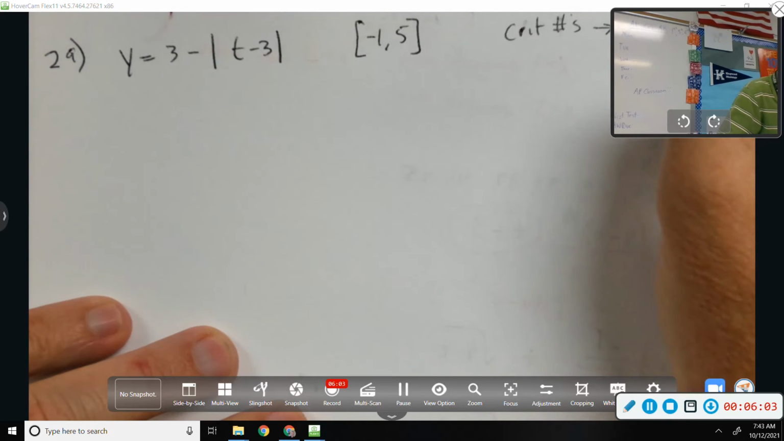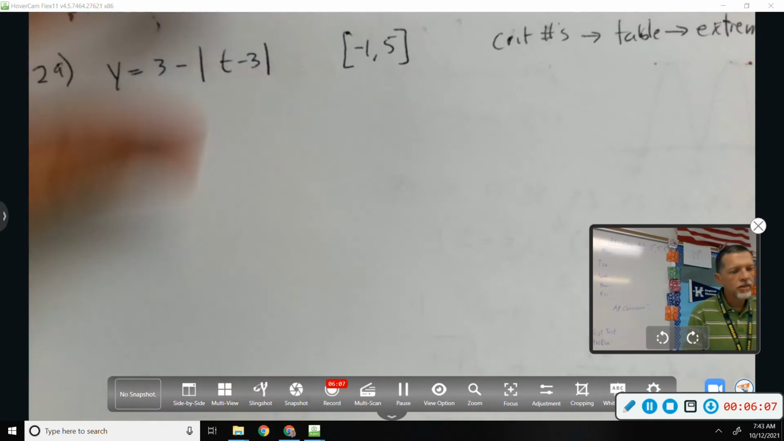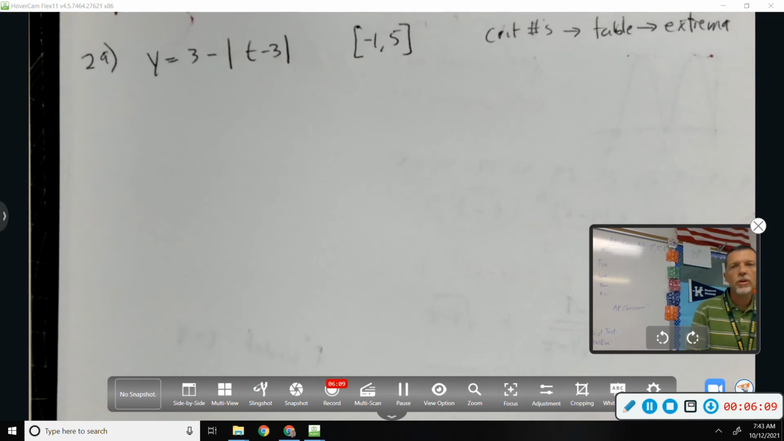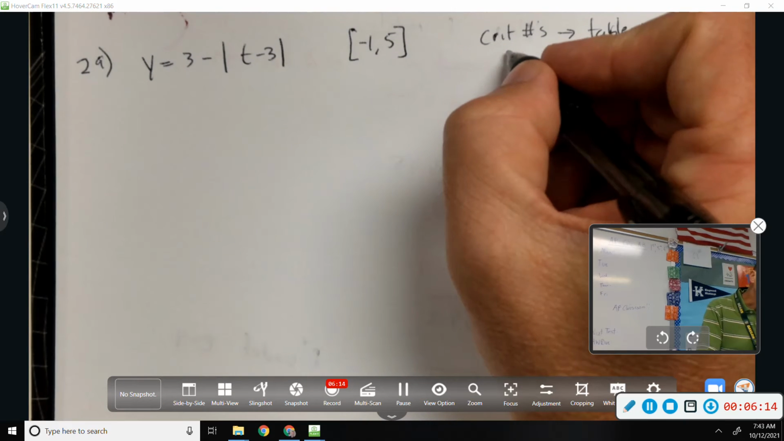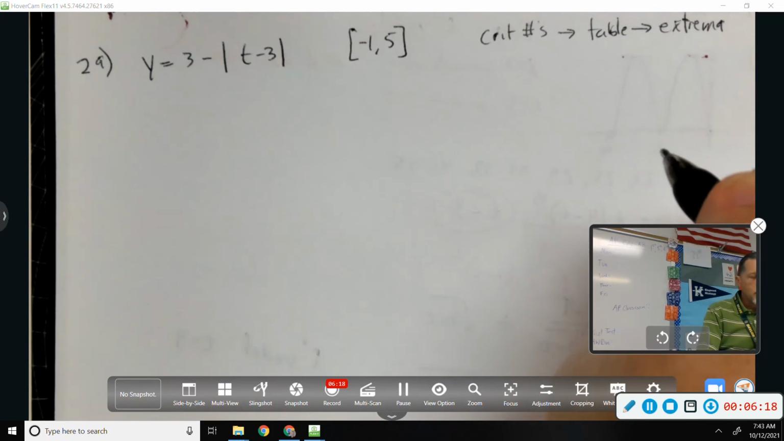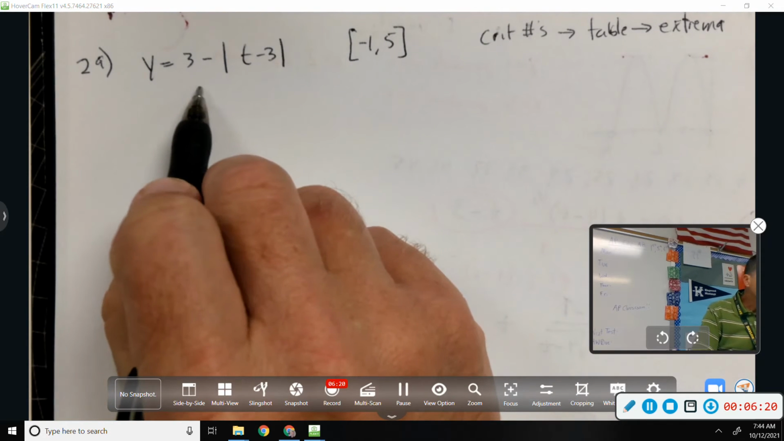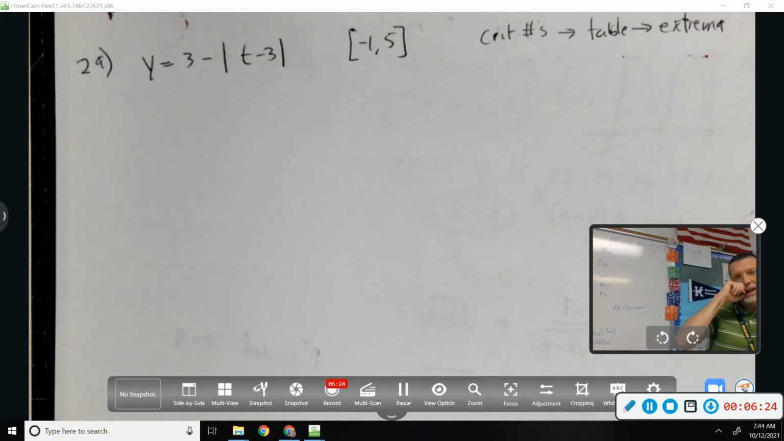All right, so remember, here's our process. Critical numbers lead us to a table, lead us to knowing the extrema. Critical numbers is where the derivative is 0 or undefined. I don't really want to take a derivative with an absolute value, though, because that would be a real pain.